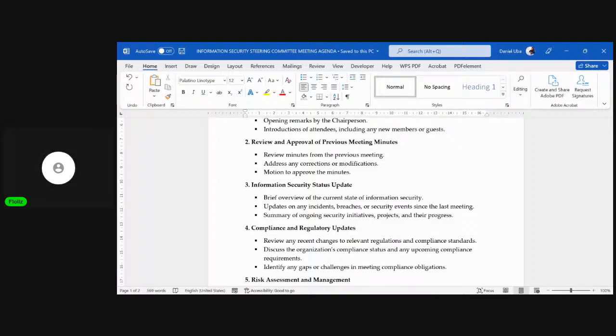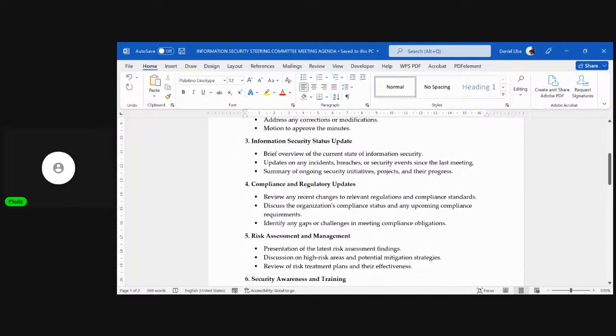Then you now go to compliance and regulatory updates. Is there any compliance that the institution is yet to comply with? Take, for instance, submission of your data audit report, registration on the NDPC portal. You discuss all these things. If you are yet to submit your tax for the year, all this regulatory compliance, you discuss it that are relevant with the Information Security Steering Committee responsibilities.